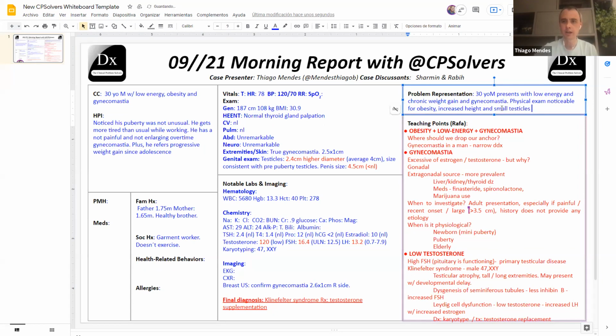But you know, Klinefelter is so common. So when I asked for this karyotype, I was pretty confident it would be Klinefelter. And there are many cases, as I said, it's common.